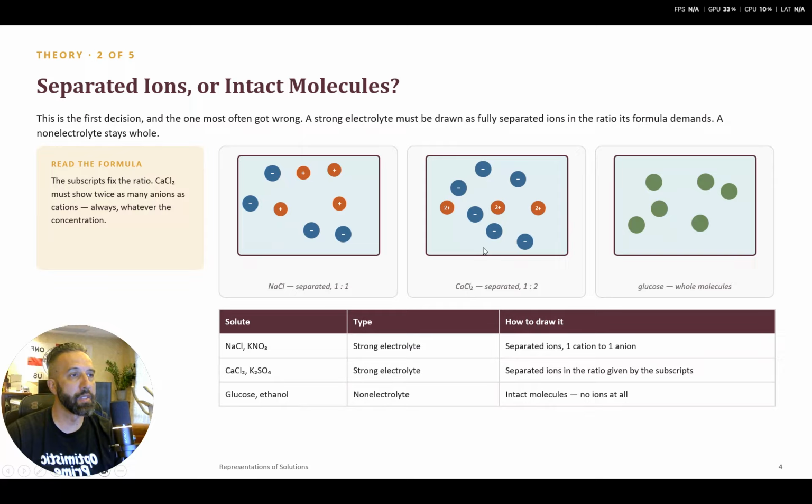And for CaCl2, of course, you're going to have double the number of negatives. So it's important for blue to red here to be 2 to 1. Sometimes they will not give you the 2 plus. Sometimes they'll just say blue is Cl and red is Ca. So be aware of that.